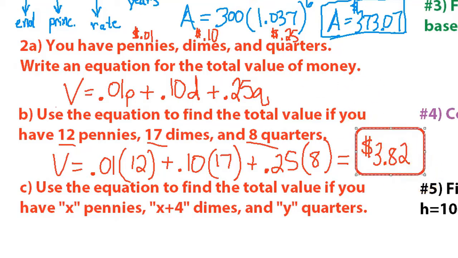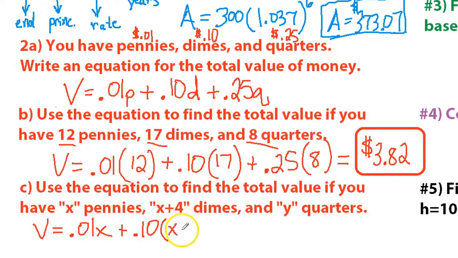Excellent. Now in part C, it's a little trickier because they don't tell us how many pennies we have. They just tell us that we have X pennies, X plus 4 dimes, and Y quarters. Okay. So we're just going to plug those values in. V would equal, now I'm going to plug X in for the P. So I get 0.01X, because I have X pennies, plus 10 cents for the number of dimes I have.